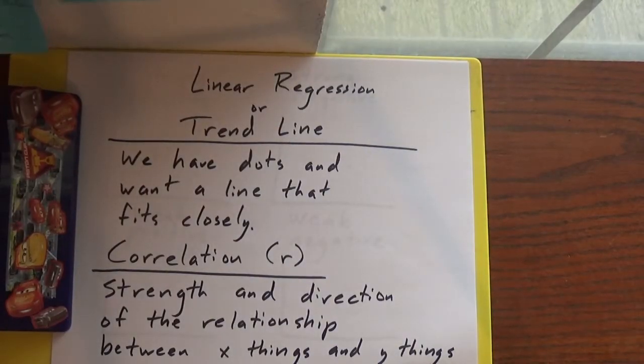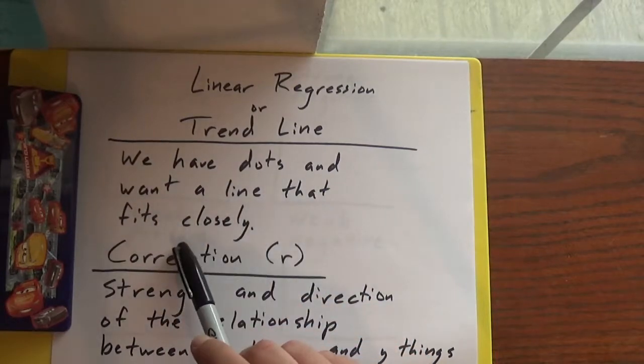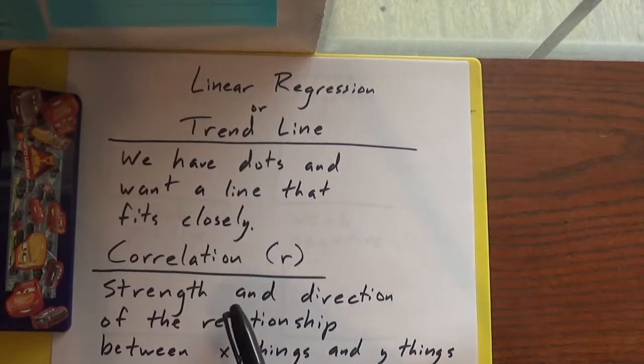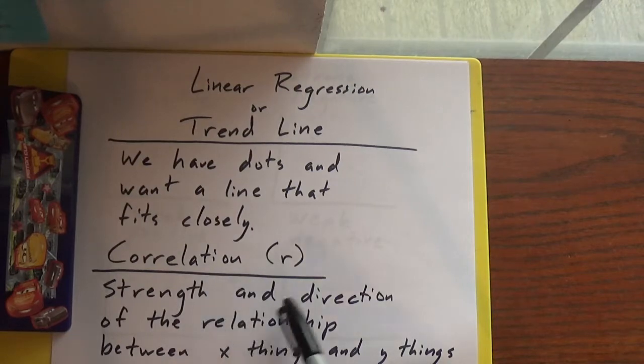Welcome to Lake Math. Today we're going to talk about linear regression. Sometimes your algebra books also call it your trend line. We have dots and we want a line that fits them closely. First we're going to talk about correlation.